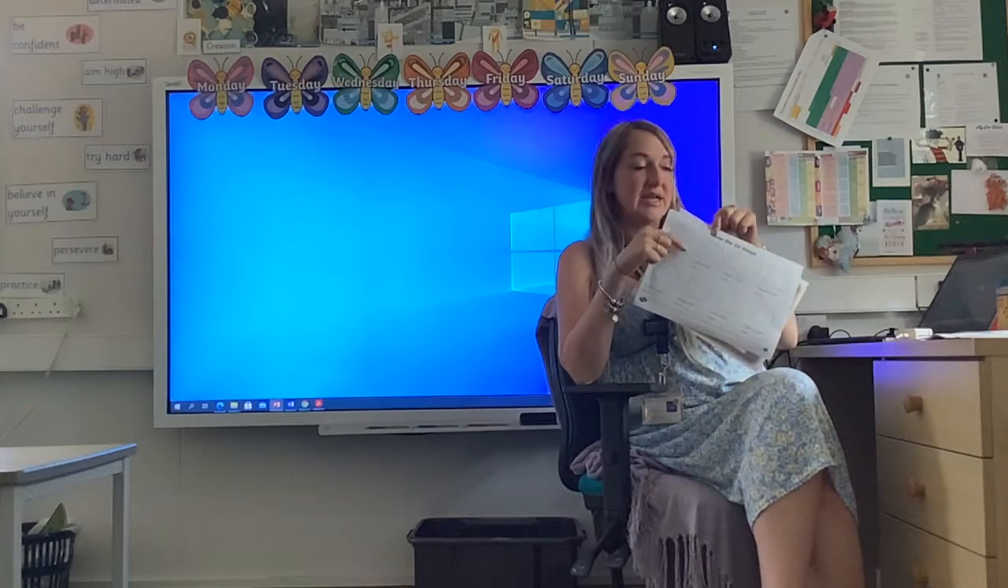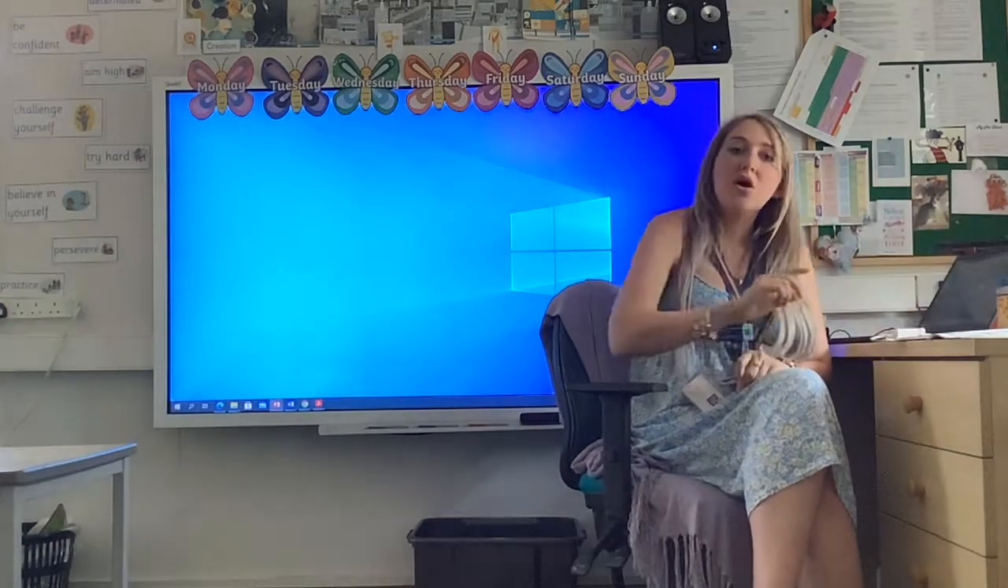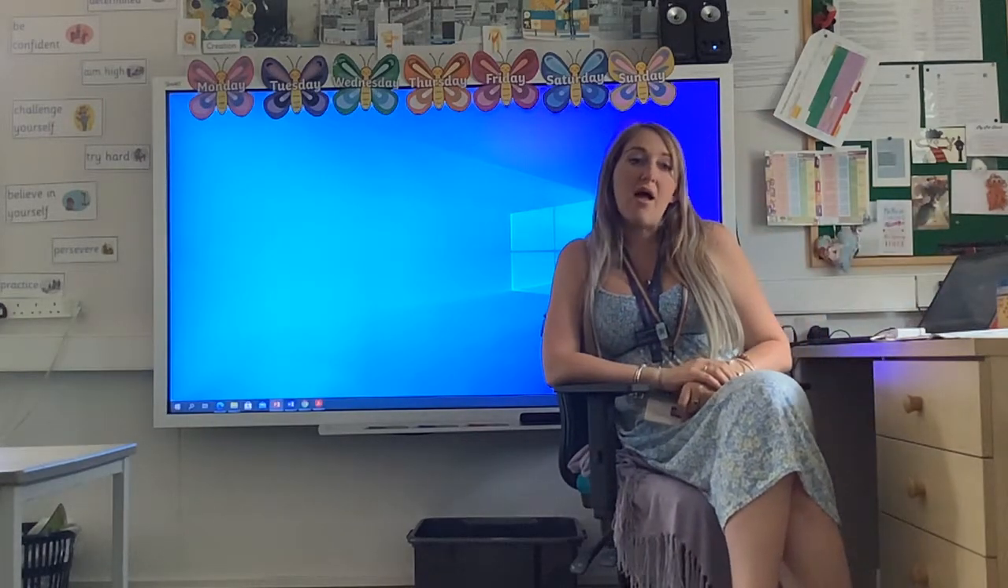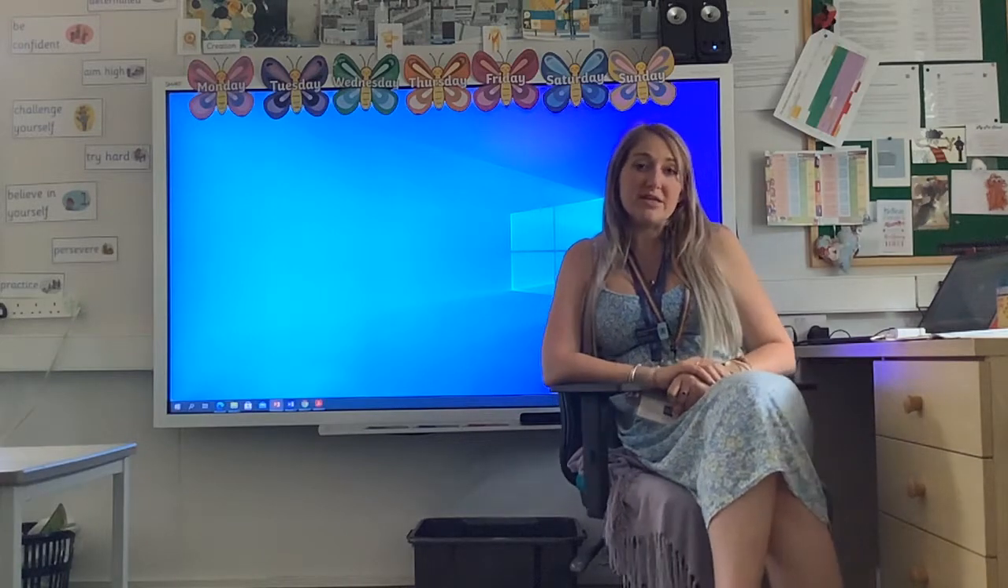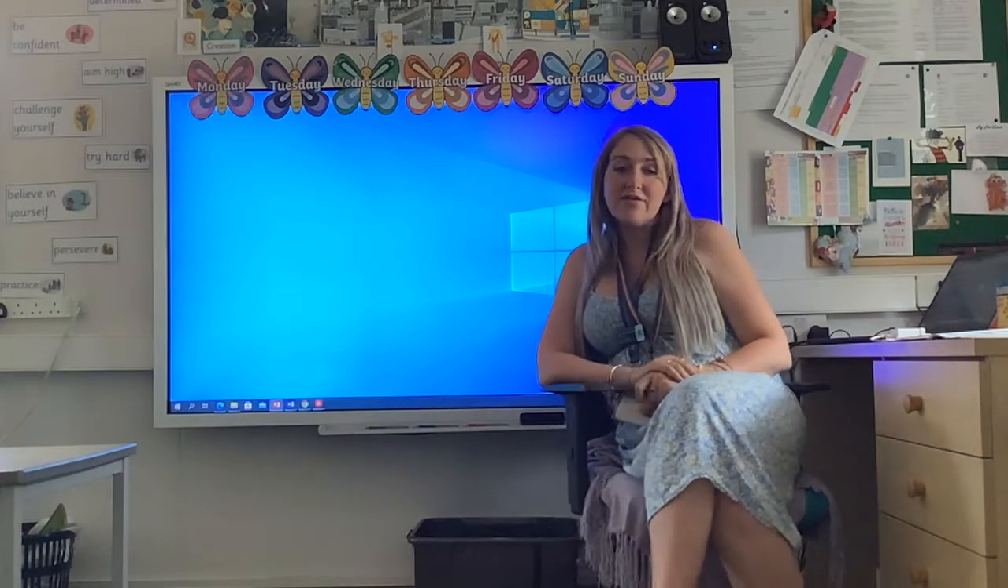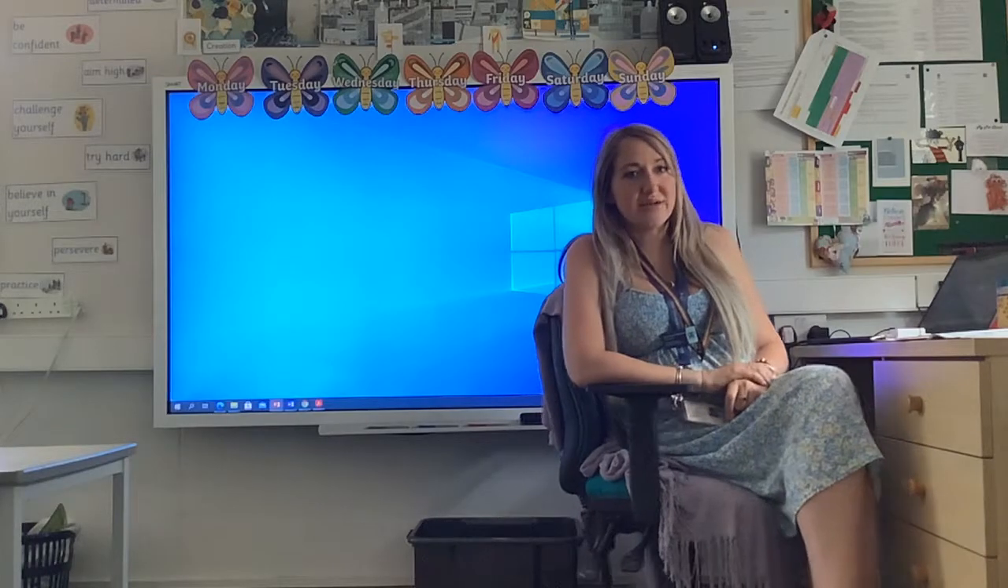Have a little go at doing that. You can either do it on purple mash, or you can print the worksheet off and then upload the photo onto purple mash afterwards. So have a little go at that, everybody, and I look forward to seeing your work soon.